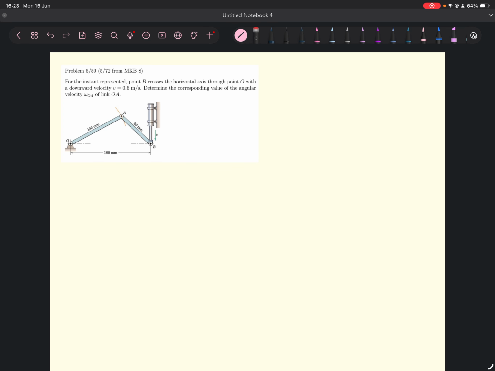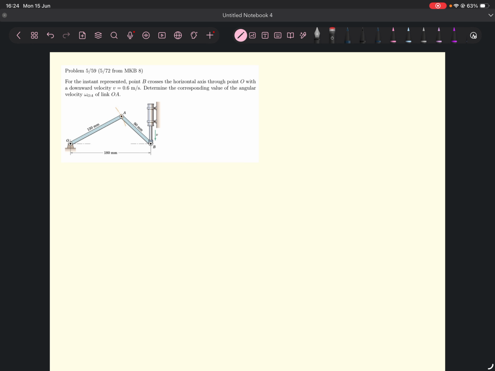Okay, so in this problem, we're asked to find the angular velocity omega OA from this length OA, and the only thing that we're given is this velocity over here. So what we're going to do is first look at this link because it has the most information in terms of velocity.